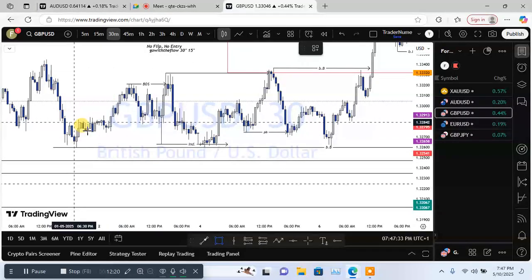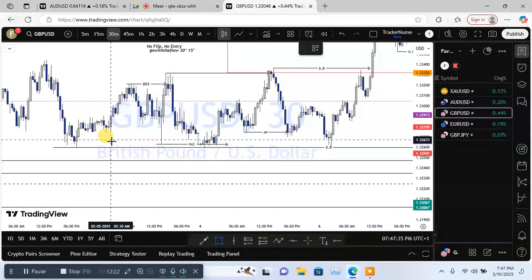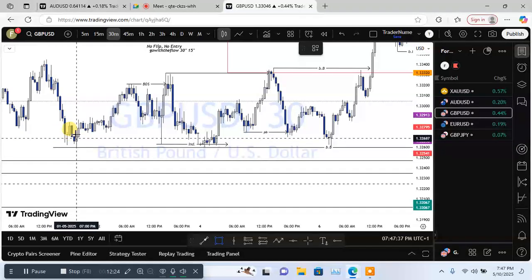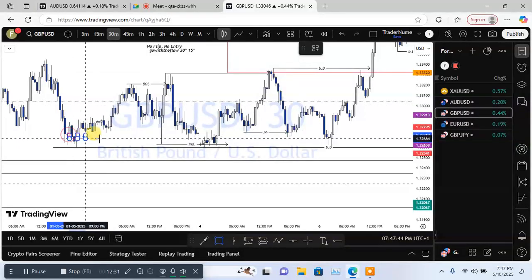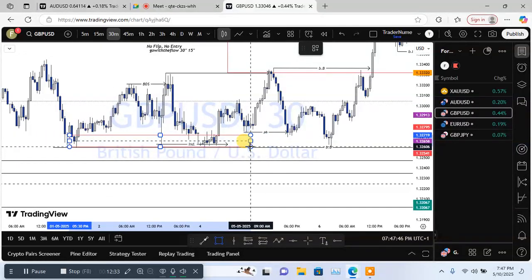Let me zoom in for you to see. See this last black candle here before price started going up to this point? That is your demand zone. That is your demand zone.